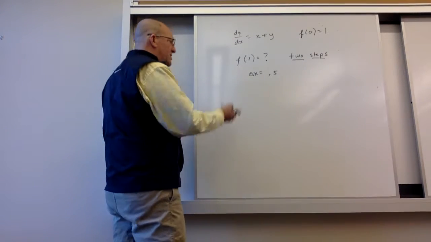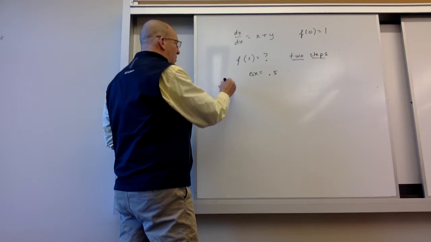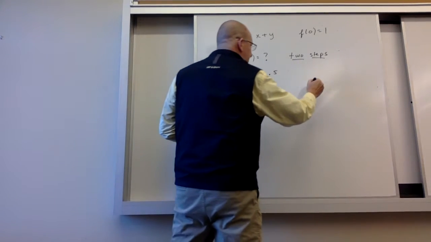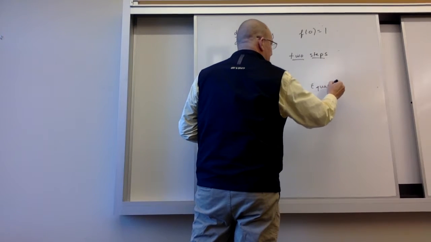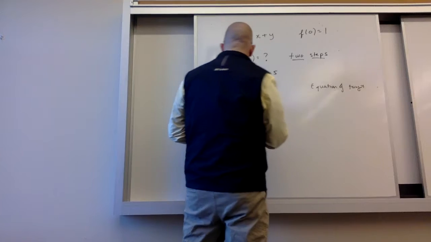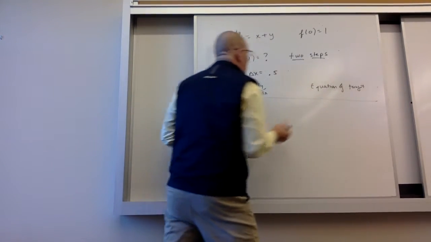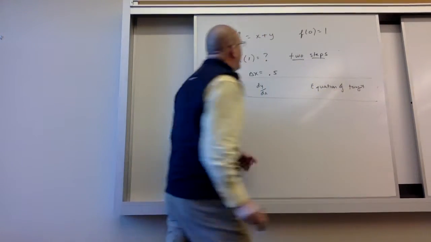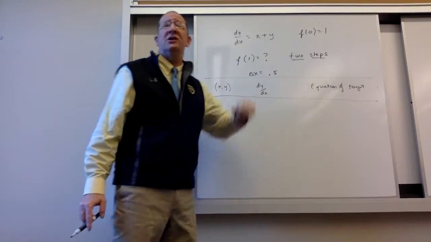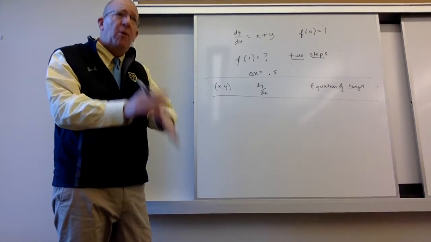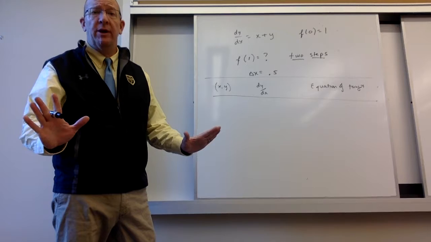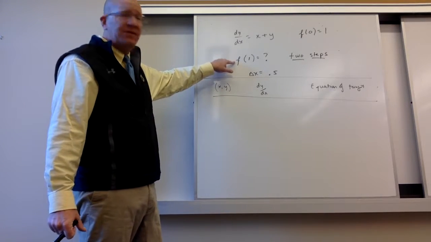3 columns every time. I want a column for my xy, I want a column for my dy dx, and I want a column for the equation of the tangent line. Now, before we get going with this, let's see what we were given here. We were given dy dx is x plus y. We're given our initial condition, f of 0 is 1. That's an actual point on the actual curve. That's the only one we know. That's it. That's all we know. And I'm asked to find f of 1.